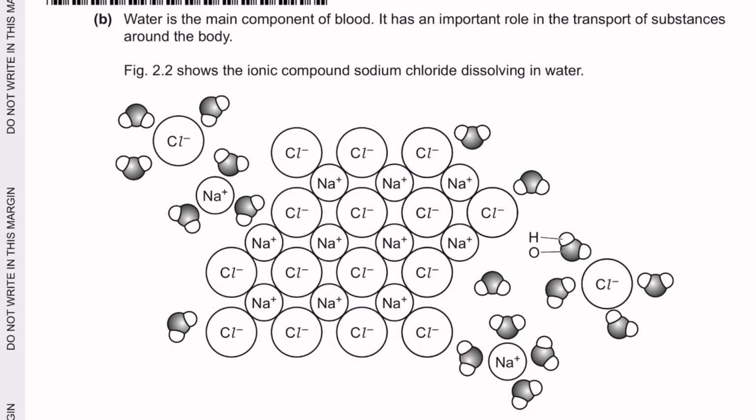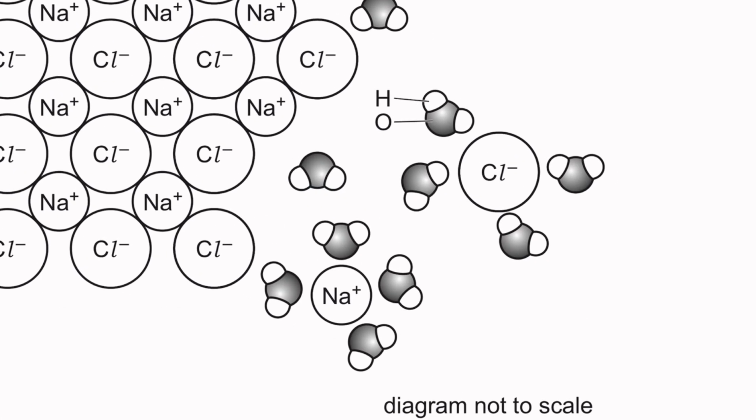Water is the main component of blood. It has an important role in the transport of substances around the body, and figure 2.2 shows the ionic compound sodium chloride dissolving in water. So you can see how the dissolving happens is that the ion is going to be encapsulated by water, surrounded by the parts that are going to have the opposite charge.